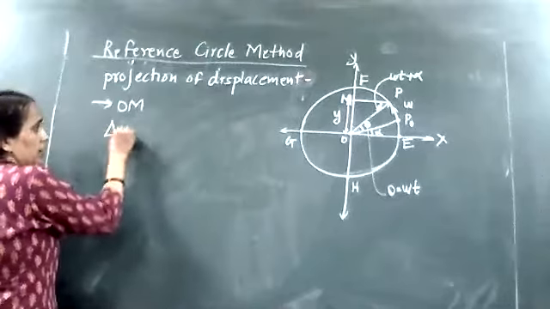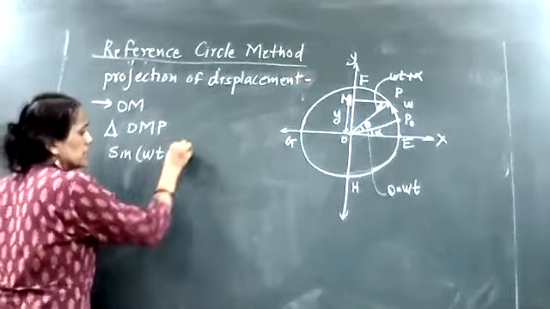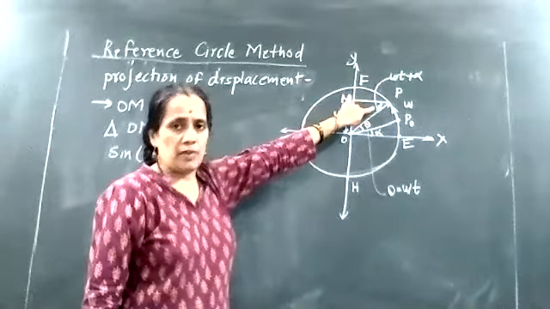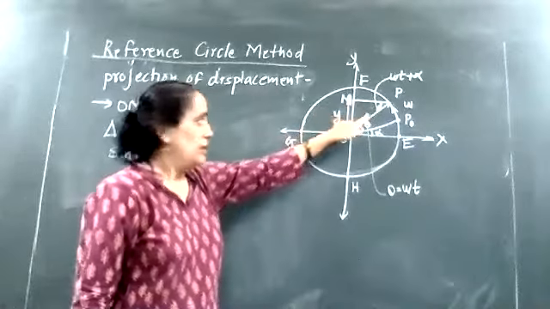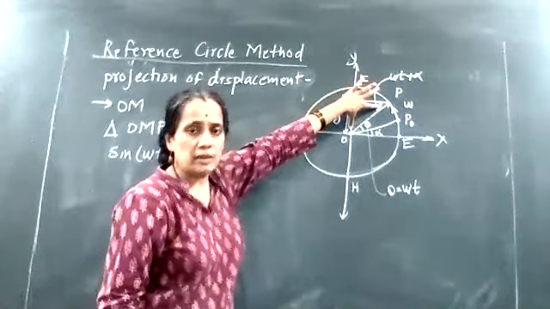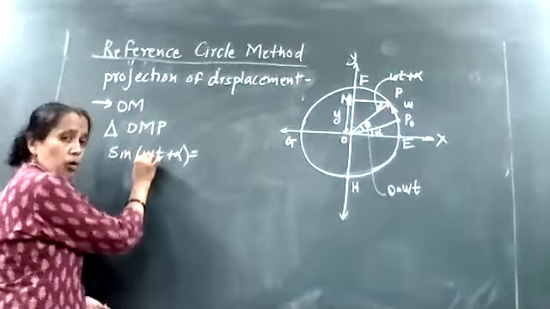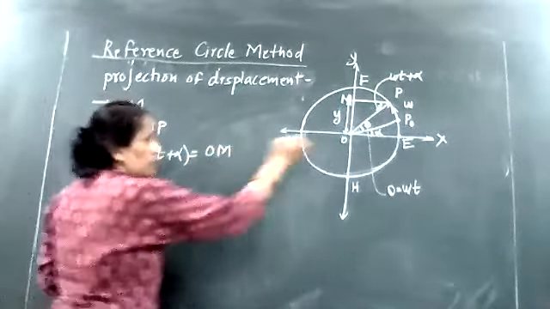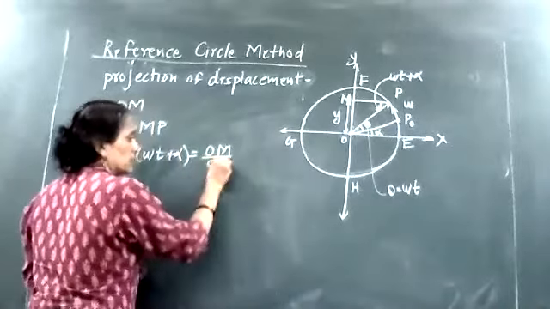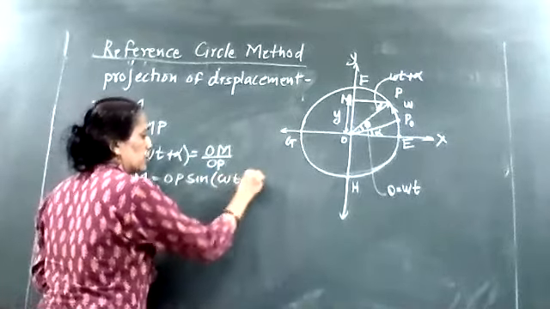So I can consider a triangle OMP. In that triangle, I can write down sine of omega t plus alpha. So sine of an angle means the opposite side of theta. Opposite of omega t plus alpha is nothing but OM, divided by the hypotenuse. Hypotenuse is nothing but OP. OP will be indicating what? The position vector of your particle at point P. So sine of omega t plus alpha is equal to the opposite side OM divided by the hypotenuse OP. Therefore, OM is equal to OP sine of omega t plus alpha.